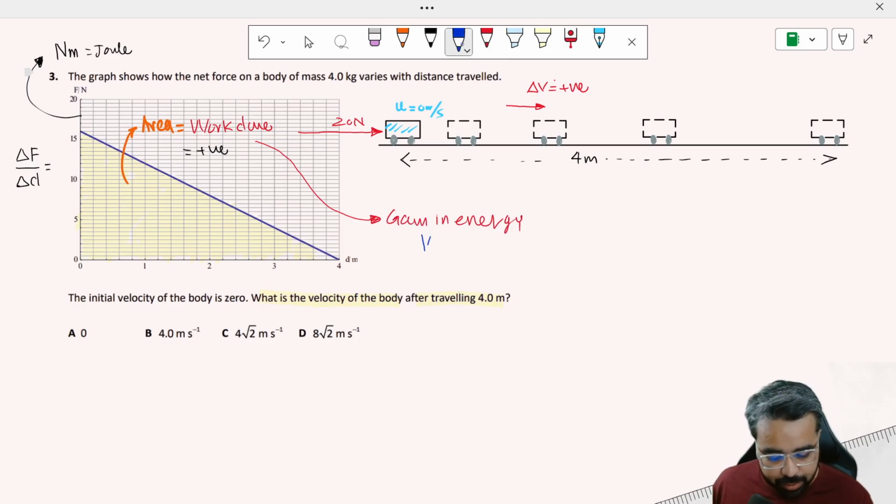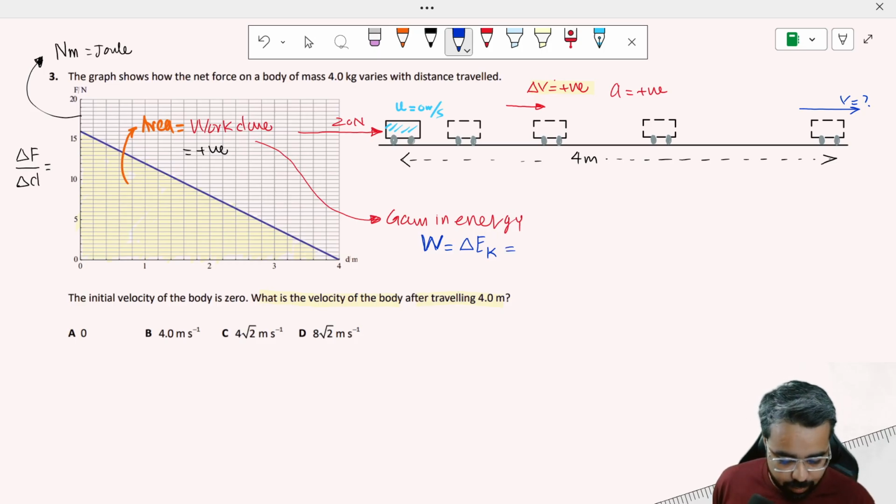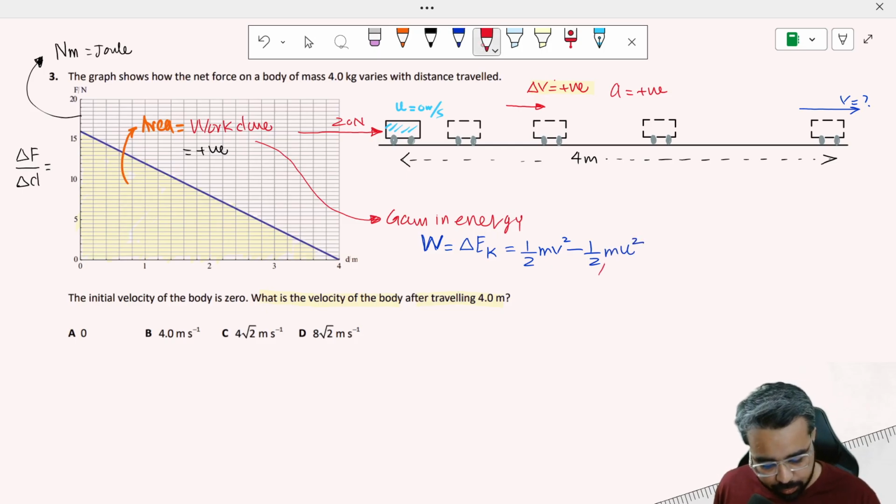And why I'm saying gain in energy, because we see, as I told you, that the change in velocity was positive, acceleration is positive, so it is gaining velocity, and we have to calculate the velocity at this moment. So this work done is equal to change in kinetic energy. It's not change in potential energy because it is traveling on a horizontal surface. So that is equal to 1 over 2 mv square minus 1 over 2 mu square. Don't you think this is 0 because it started from rest?